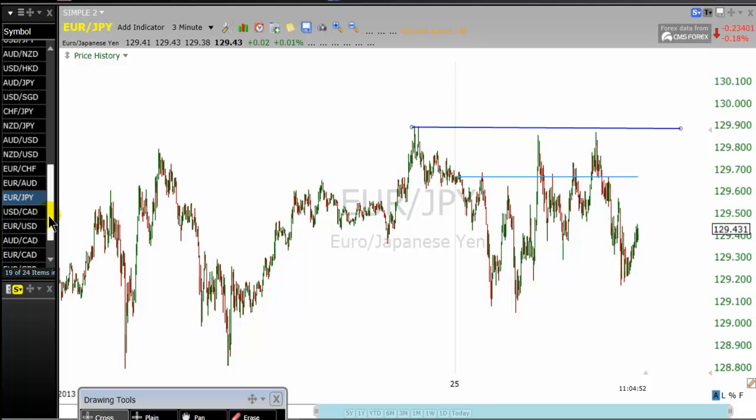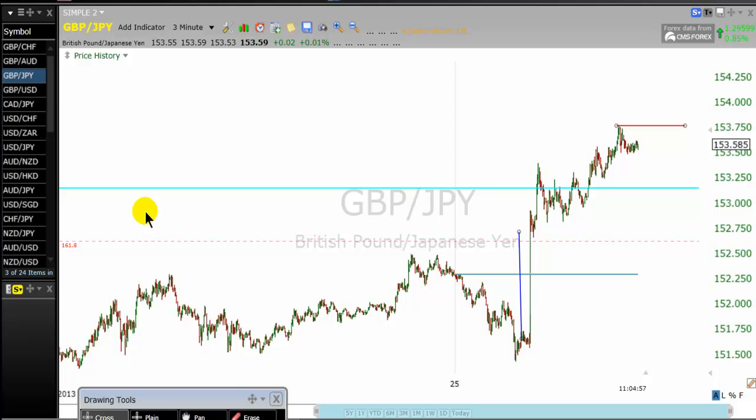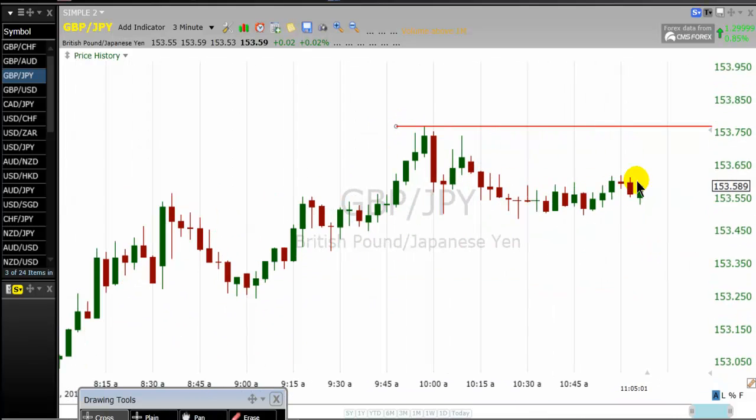The pound yen, I sold it already. Hopefully they didn't take me out. Let's see. Boom. No, they didn't. So my red warning line is still there, but the price is going up. What do I need to do? I can decide to close this trade if I don't like what's happening now.